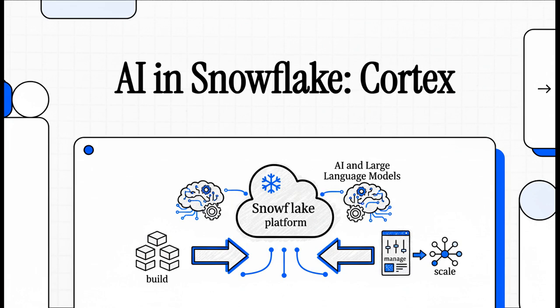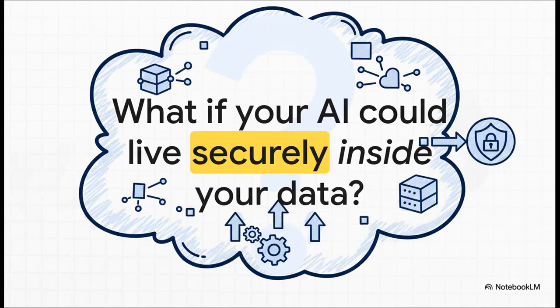Let's get into it. So this question right here really gets to the heart of what Snowflake is doing with Cortex. Think about it. For years, the model has been you take your valuable, super sensitive data and you ship it off to some external API. Well, Cortex completely flips that script. It brings the AI to your data. Everything stays inside Snowflake's secure, governed environment. And honestly, that's a massive shift in how we think about AI in the enterprise.